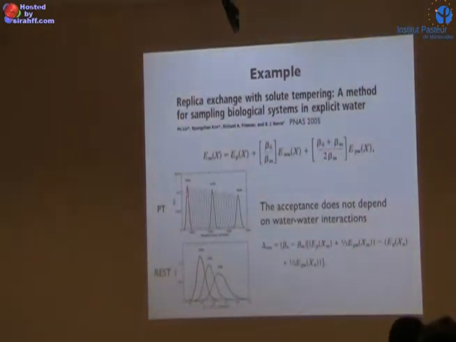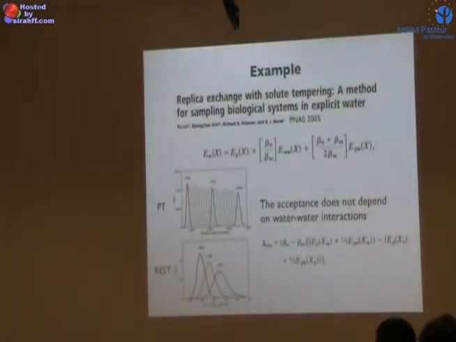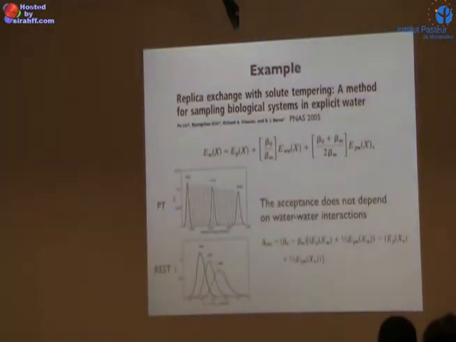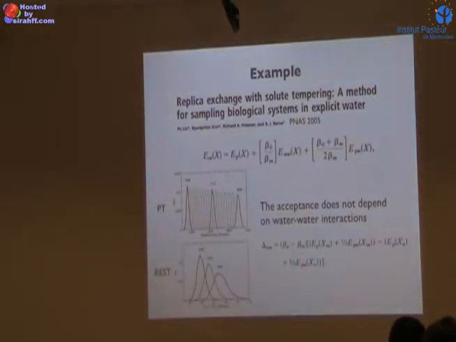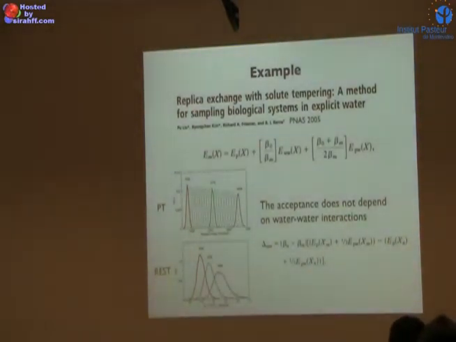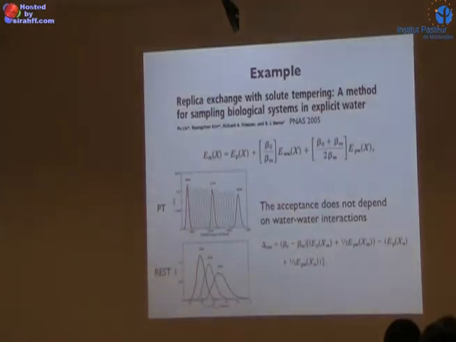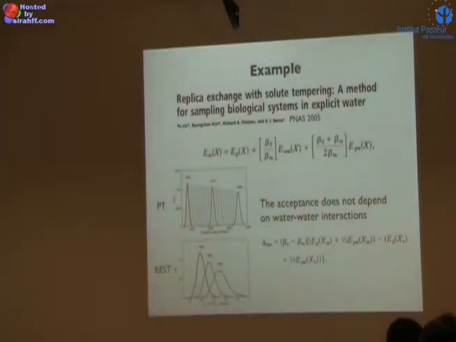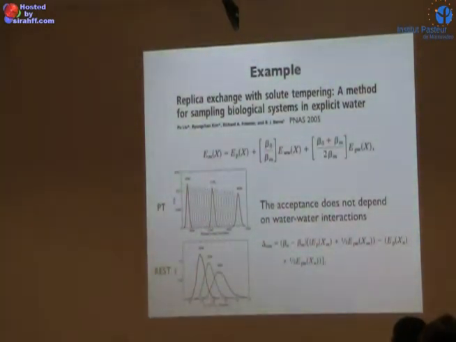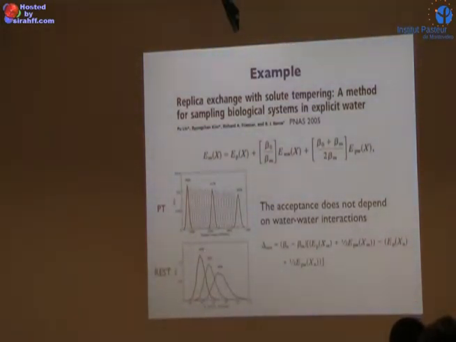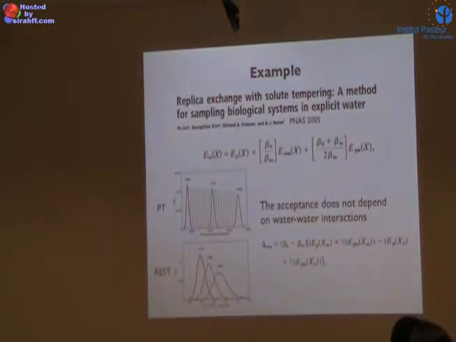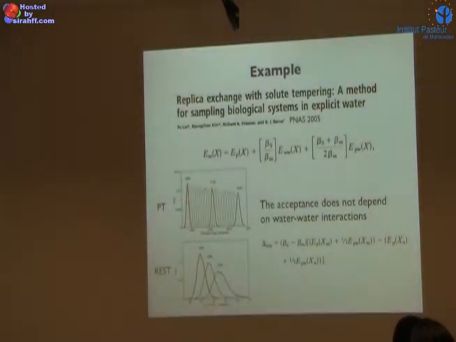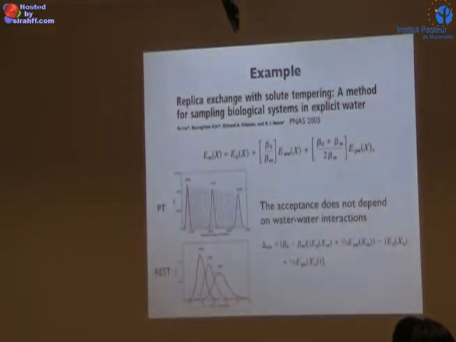Here, I'm just changing that term, and so when you calculate the acceptance ratio, you have water-water terms there, which makes life pretty difficult, and so to cover the same temperature space, you need many more replicas. It will be much clearer in a few slides. Here I just want to underline the fact that because of this, you can gain a lot as far as the number of replicas needed to cover a certain temperature space.